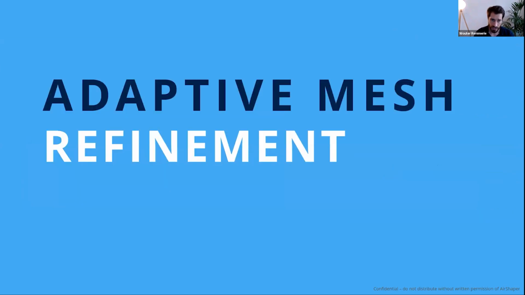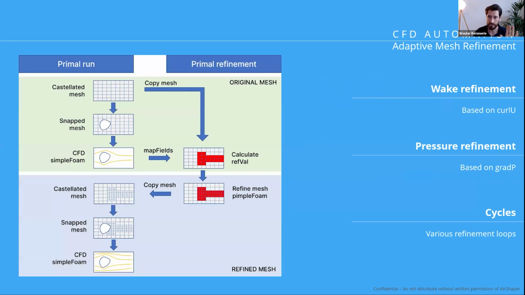Adaptive mesh refinement. So we talked about the mesh. This is the very theoretical approach. We actually made this open source to some extent. We have a basic version which is open source on our platform. It's quite a bit more advanced. Nevertheless, you can implement this.